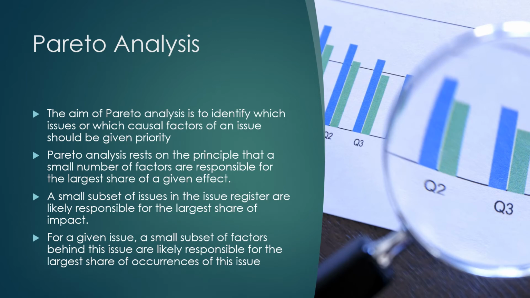Pareto analysis. The aim of Pareto analysis is to identify which issues or which causal factors of an issue should be given priority. Pareto analysis rests on the principle that a small number of factors are responsible for the largest share of the given effect. A small subset of issues in the issue register are likely responsible for the largest share of the impact. For a given issue, a small subset of factors behind this issue are likely responsible for the largest share of occurrences of this issue.